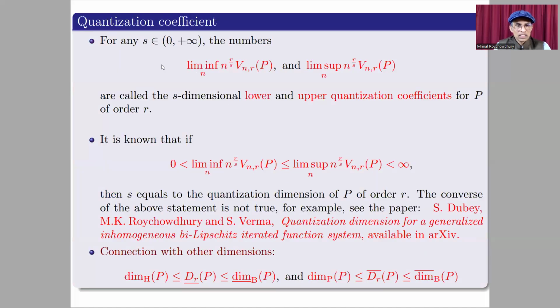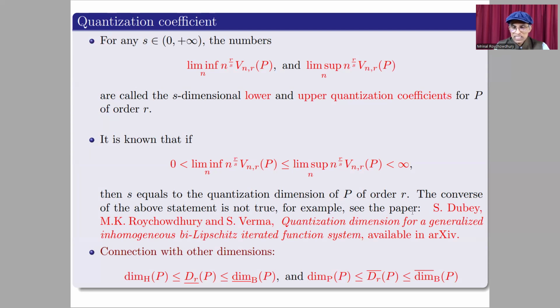Now, what is the quantization coefficient? For any positive real number s, the limit infimum and limit supremum are called the s-dimensional lower and upper quantization coefficients for P of order r. It is known that if the lower and upper quantization coefficients are finite and positive, then r over s, where r is the r that I told you before, is equal to the quantization dimension of P of order r. The converse of the above statement is not true.